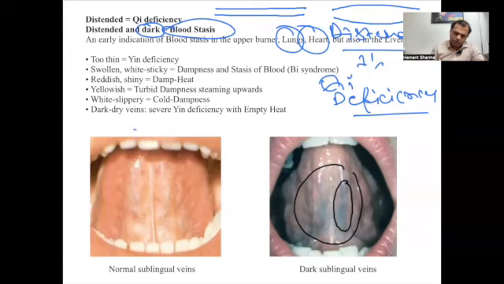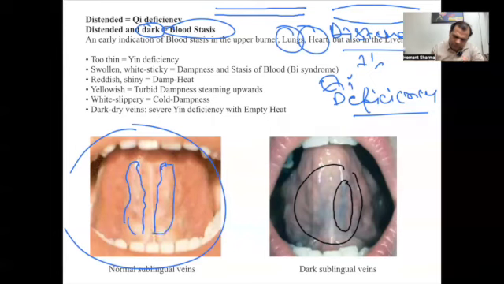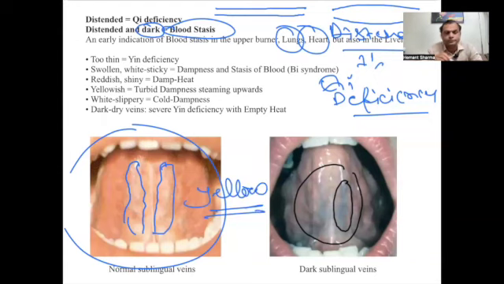Now, if you look at this tongue, it might not be that clear. But in this image, we can see the sublingual veins are visible. They are yellow in color. Visible and normally visible, we can consider them normal.